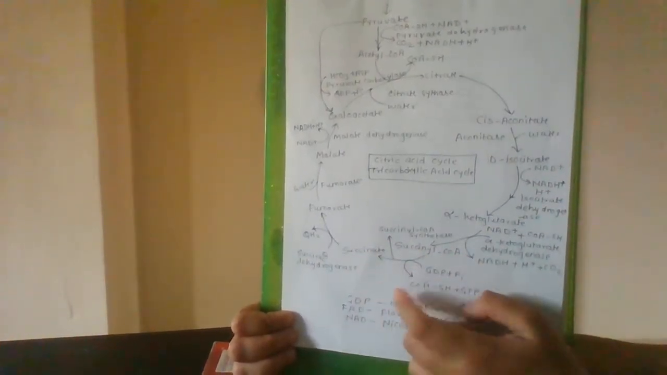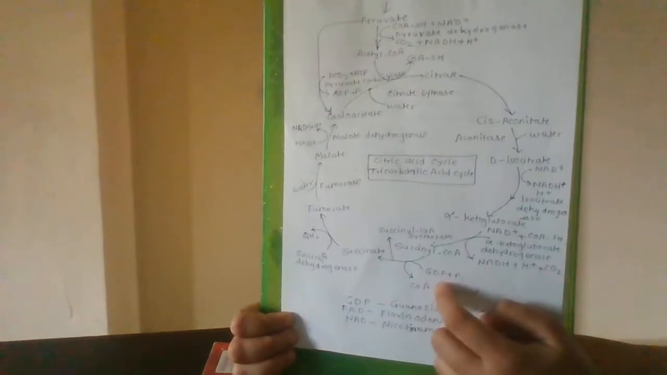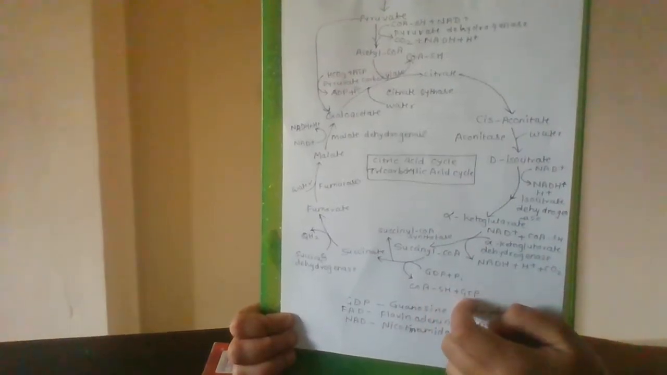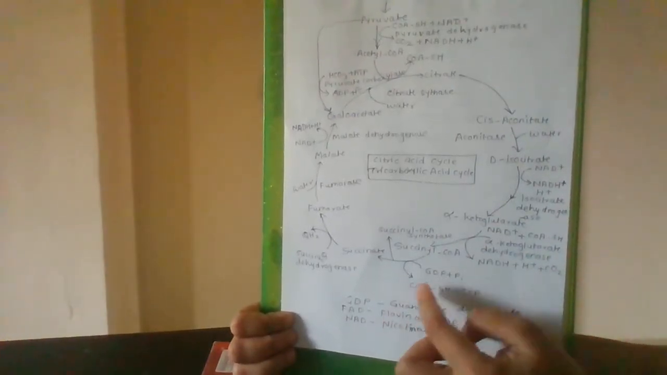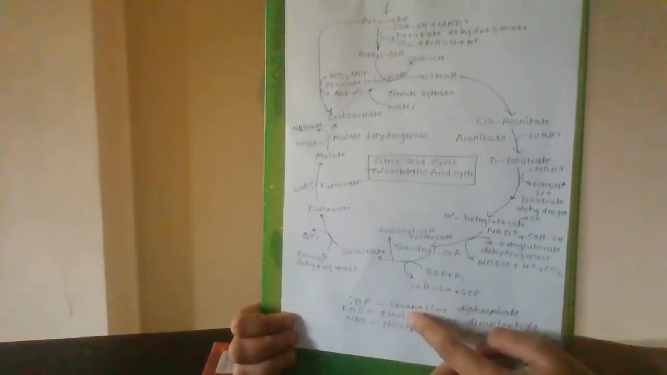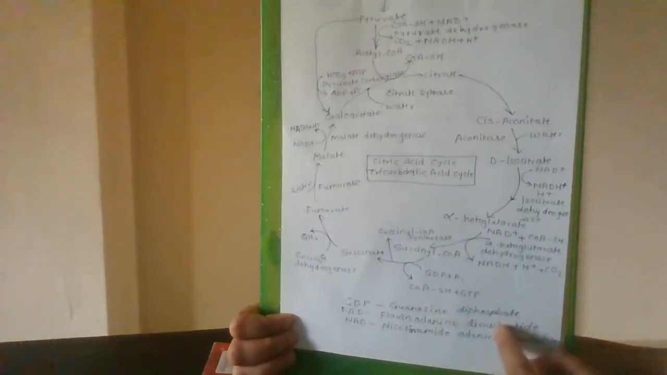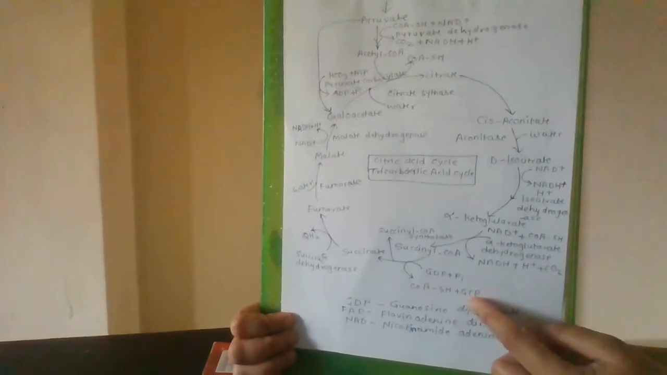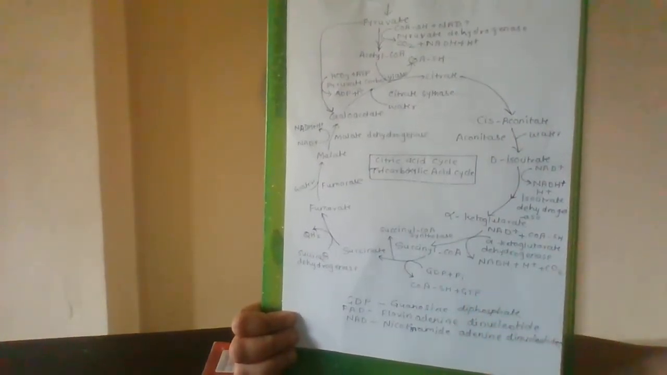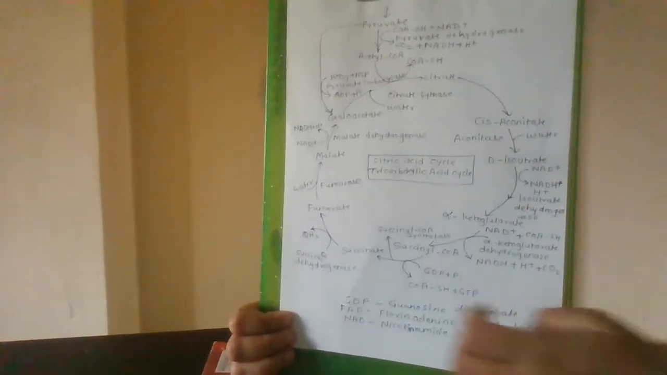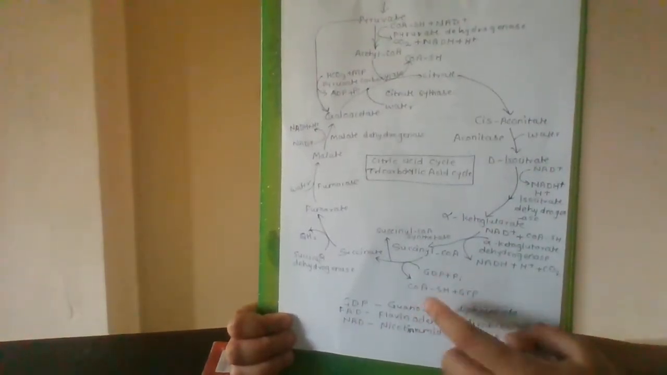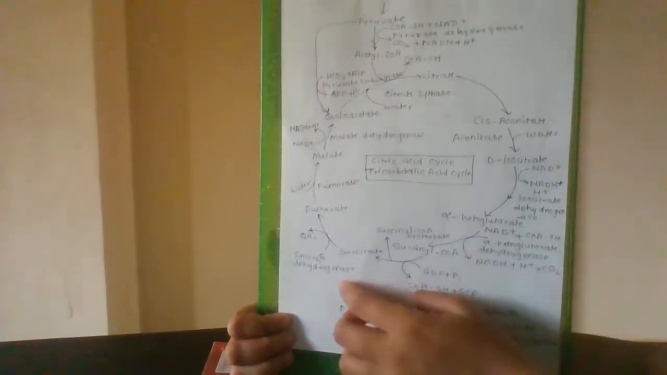Next, after alpha ketoglutarate, it leads to formation of succinyl CoA. In this reaction, GDP is used to form CoASH plus GTP. GDP is guanosine diphosphate and GTP is guanosine triphosphate. Got it? GDP, guanosine diphosphate; GTP, guanosine triphosphate.